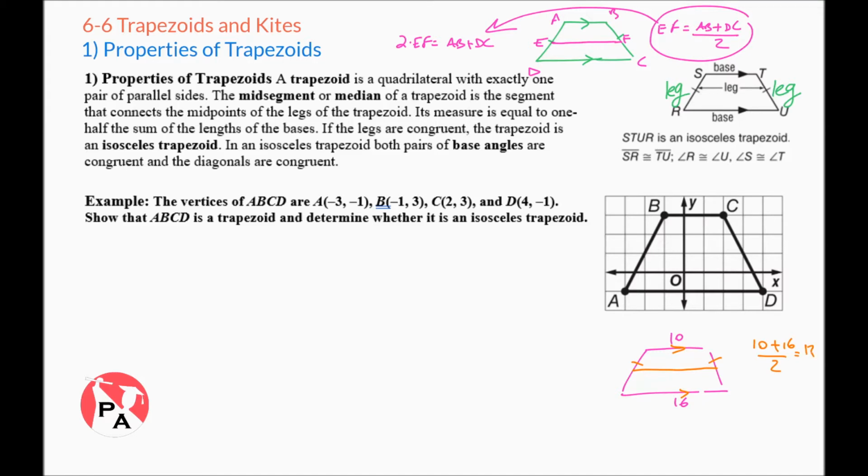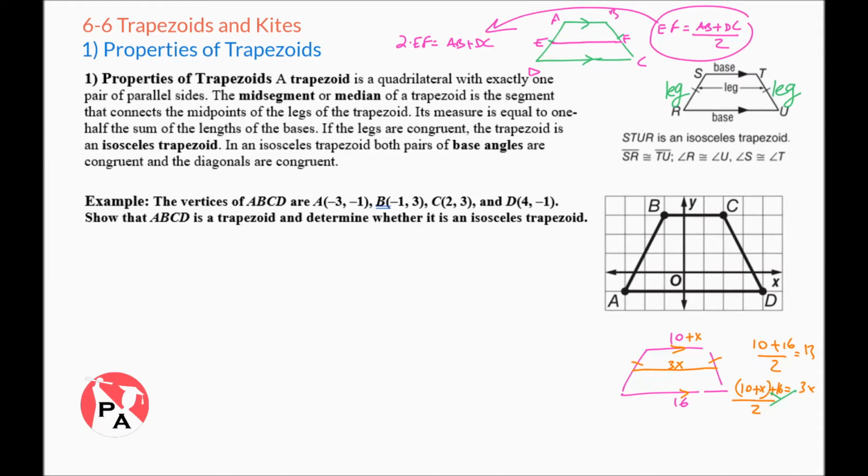Or if it is 10 plus x, and this one is 3x, then this is what we would do. Add the bases together, just like what we did over here. 10 plus x plus 16, divided by 2, equals 3x. And then we would cross multiply and solve it.